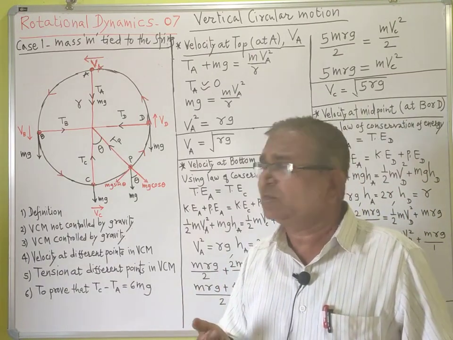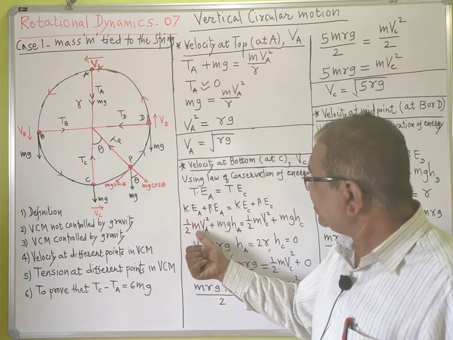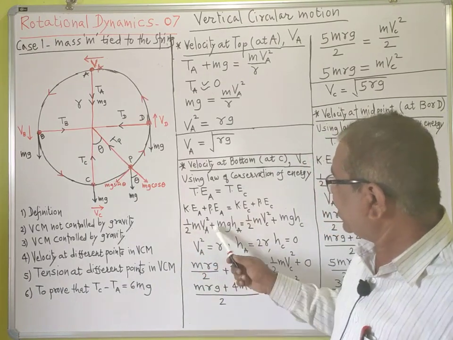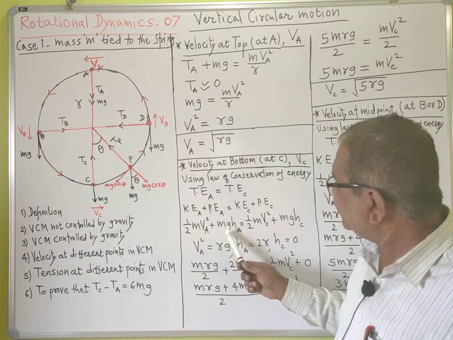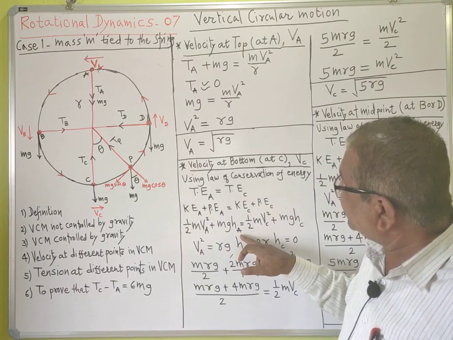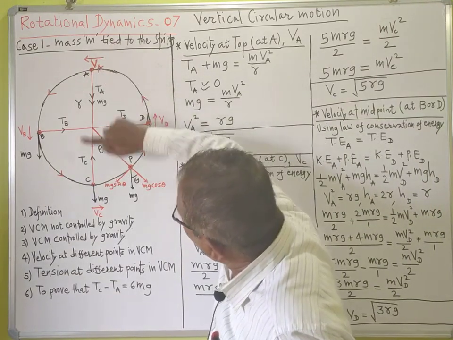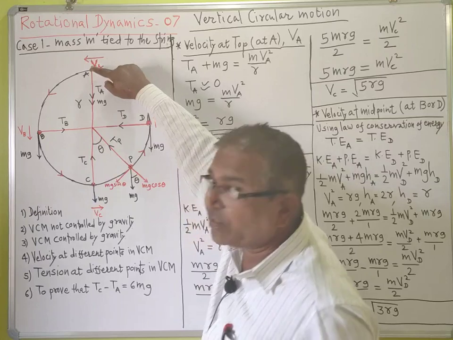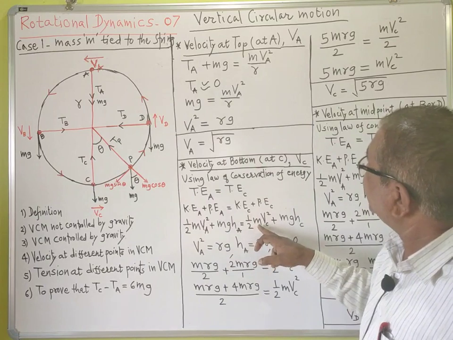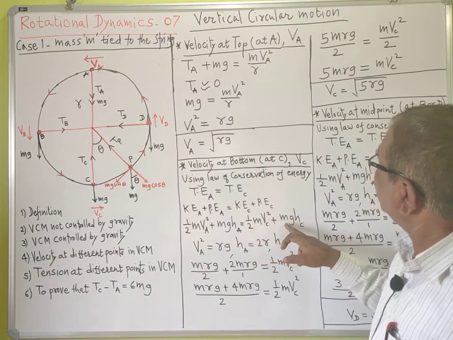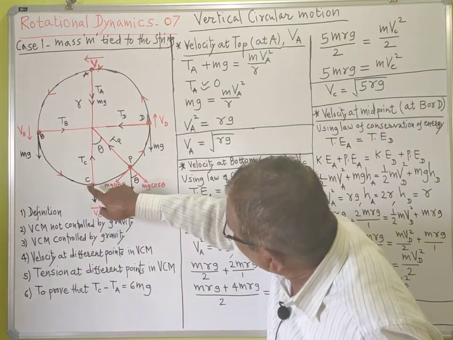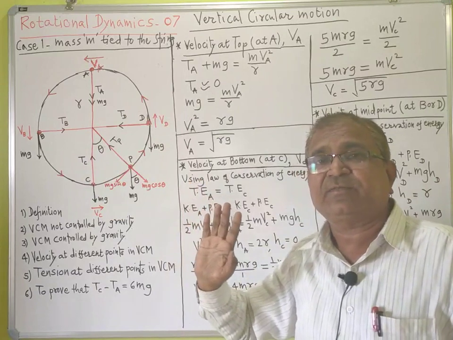Many times we learn. So what is the formula of kinetic energy? 1/2 mv square. So I will write here 1/2 mVA square plus potential energy mgHA, where HA is the height of A point from the bottom. This is equal to the same concept here, 1/2 mVC square plus mgHC, height of C point from the bottom, like this.